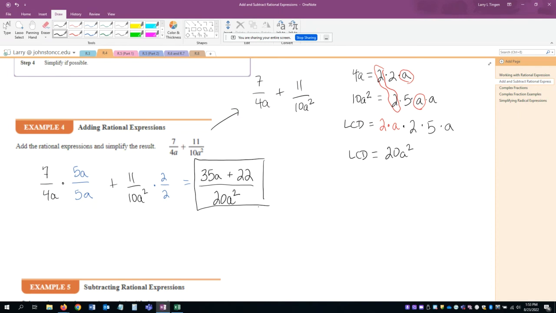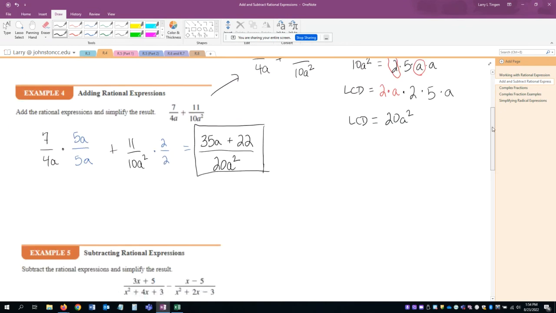Now, if you are looking at that and saying, oh, I could rewrite this as 35a over 20a squared plus 22 over 20a squared, you could, but that would just undo all the work we just did. So we don't want to do that, okay? So as we get into R4 here, the tough part again is going to be figuring out when we're done, right? Because this problem says to add and simplify. Well, this is simplified. All right.